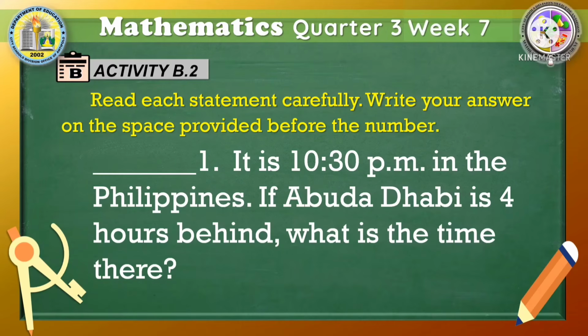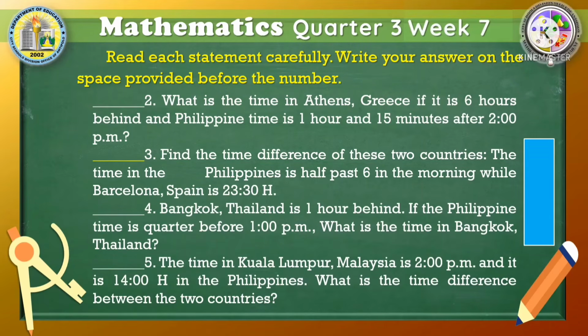It is 10:30 p.m. in the Philippines. If Abu Dhabi is 4 hours behind, what is the time there? All you need to do is subtract 4 hours from 10:30 p.m. And the answer is 6:30 p.m. Now, are you ready to accomplish items number 2 to 5? Let's begin. Again, you have 40 seconds to finish the task. Your timer starts now.